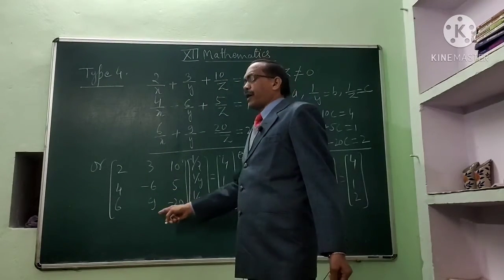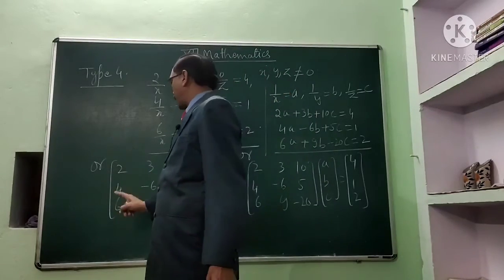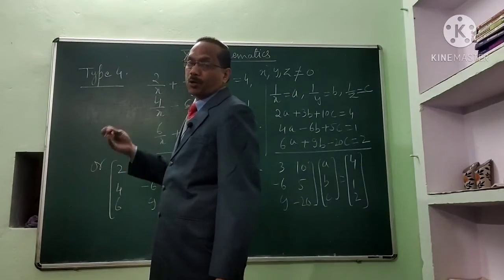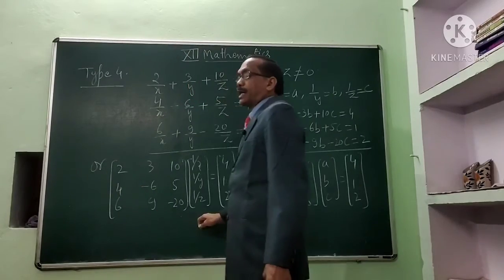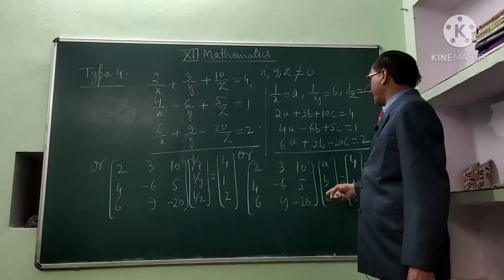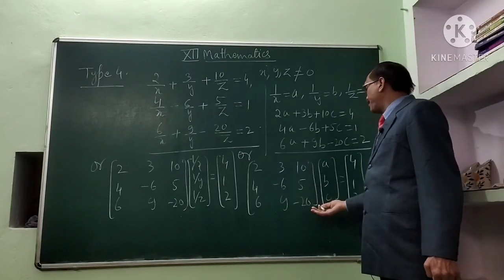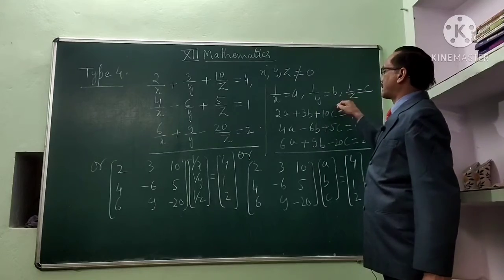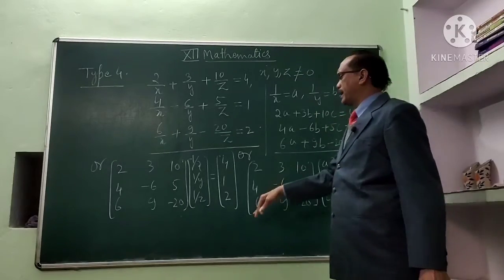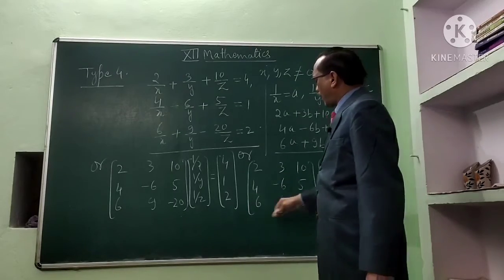Here, when we get the values of 1 upon x, 1 upon y, 1 upon z, we will take the reciprocal of these values. Then we will get the values of x, y, z. Here, we will get the values of a, b, c, then take the reciprocal, and then we will get the values of x, y, z. So both are the same thing, and we can take any option.